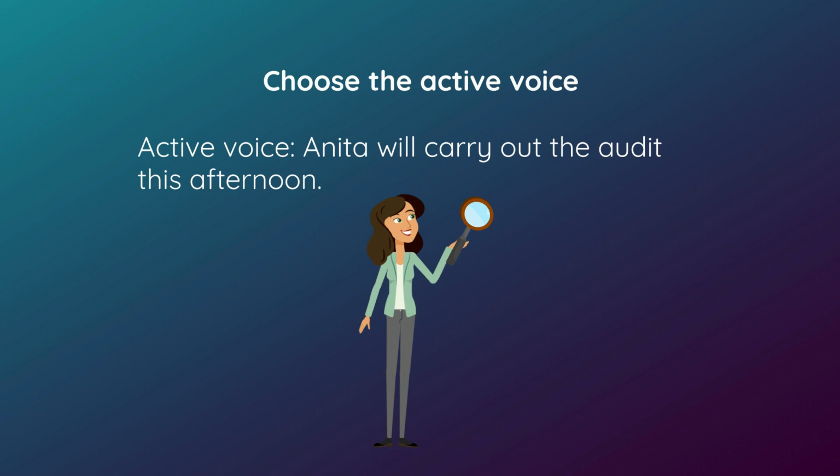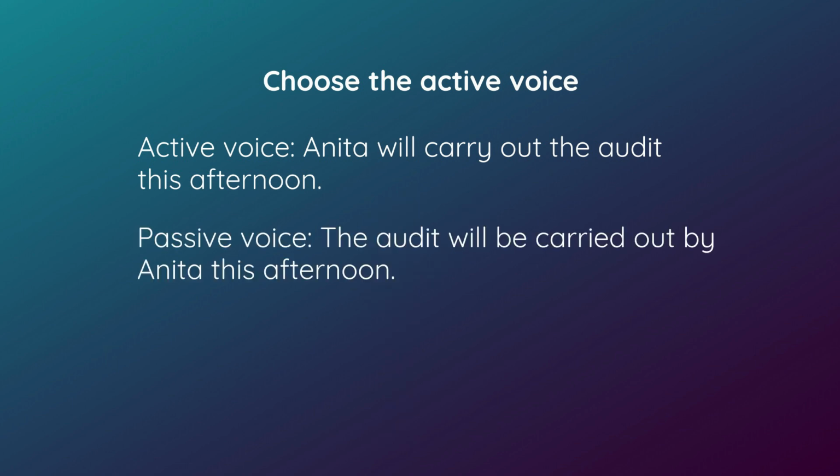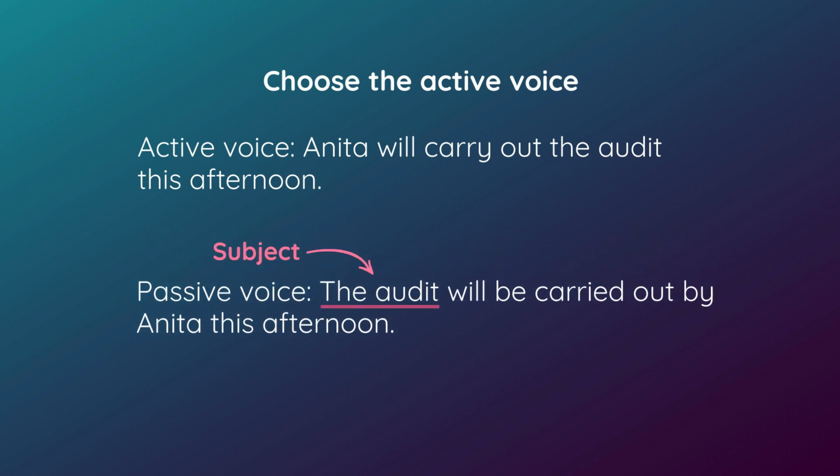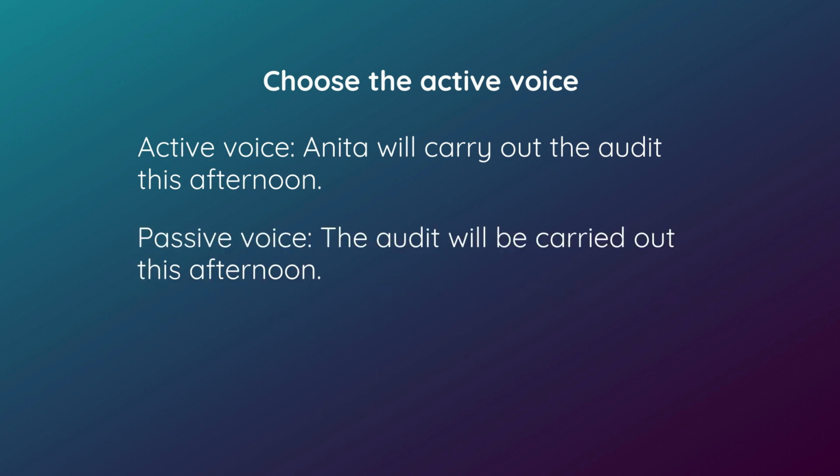Here's the same sentence in the passive voice. The audit will be carried out by Anita this afternoon. The audit is now the subject as it's linked to the action will be carried out. The audit is having something done to it. Someone will be carrying it out. In the passive voice, you can even get rid of the by so that we don't know who's performing the action. The audit will be carried out this afternoon.